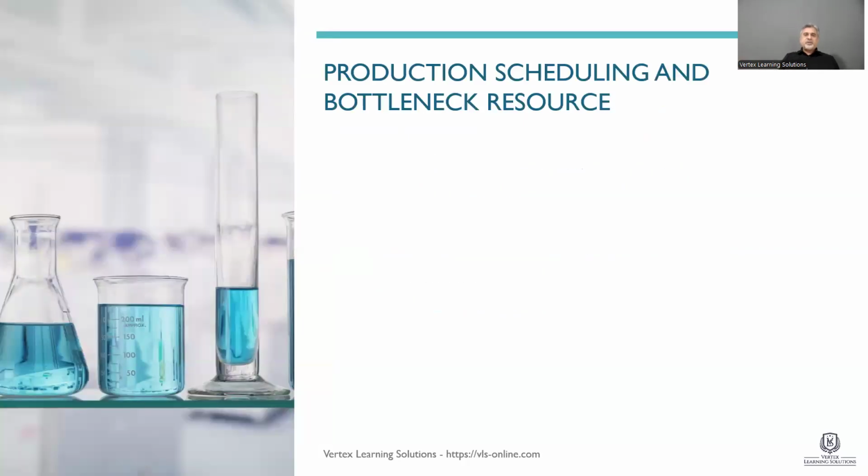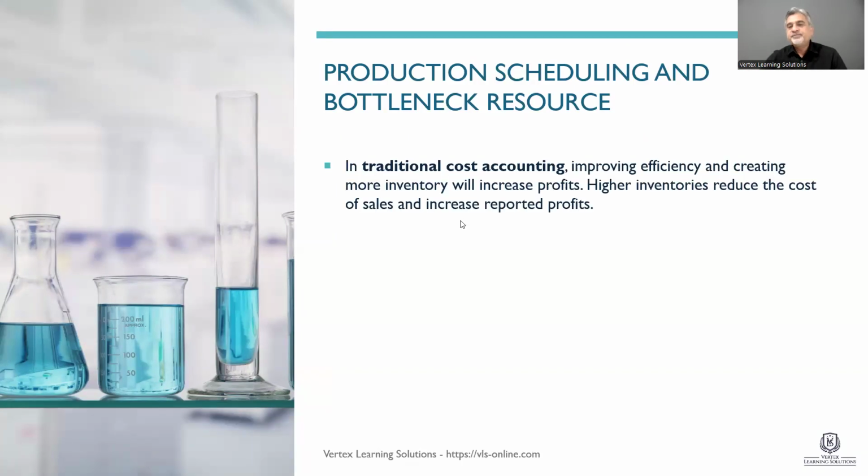So production scheduling and bottleneck resource, how do we do that? How do we elevate that? How do we increase that? How do we remove that bottleneck resource? So we say that in traditional cost accounting, when we were doing absorption costing system, improving efficiency and creating more inventory will increase profit. So this was what happened in traditional. The more you produce, you enjoy economies of scale, your production cost goes down and you make more profit. Higher inventories reduce the cost of sales and increase reported profit. This was what our common belief was.